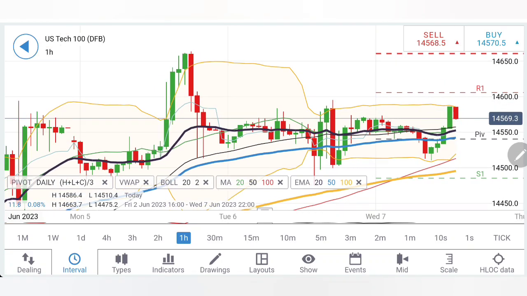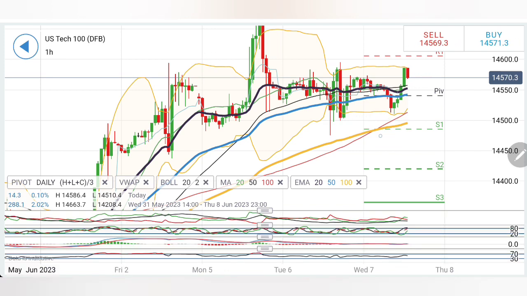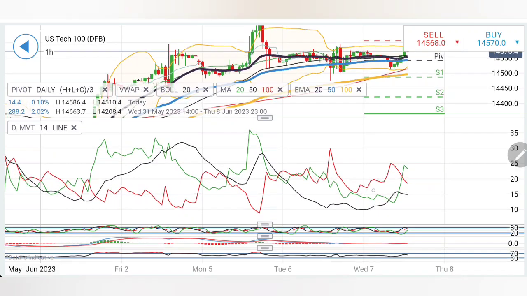Now look at Tech 100 on the hourly charts. Pretty much trading in the box, 14,500, 14,600 levels. It has not yet given up any of these levels. It has given a bullish move but is again trying to retrace. Certainly support till 14,500 is very strong. If you want to sell, see 14,500, 14,480; if these two levels are taken, then you can say that 14,450, 400 levels will be achieved. Till the time, do not consider this as bearish.